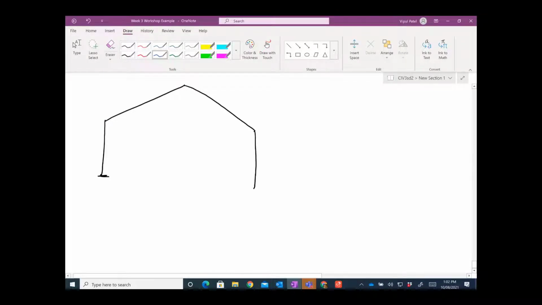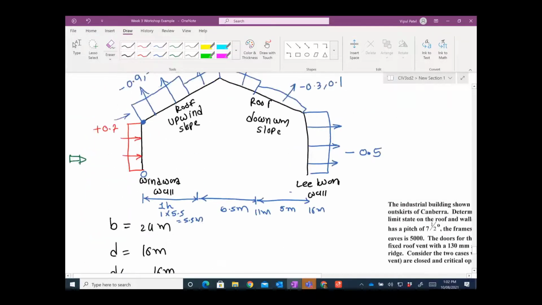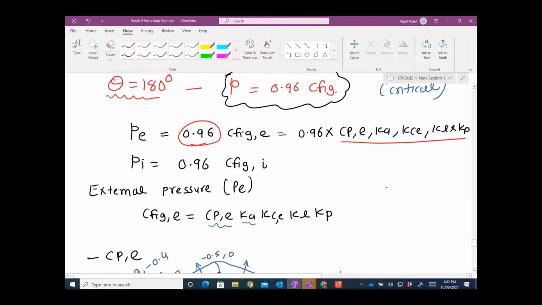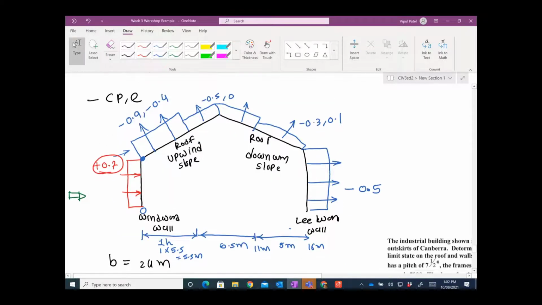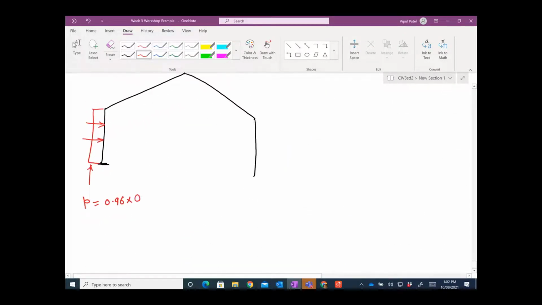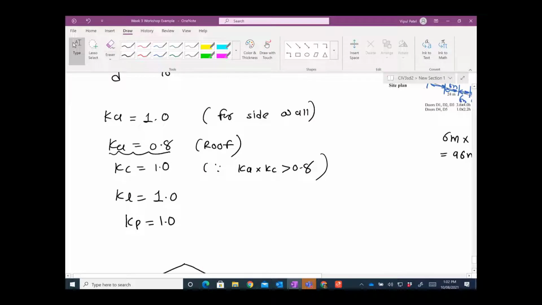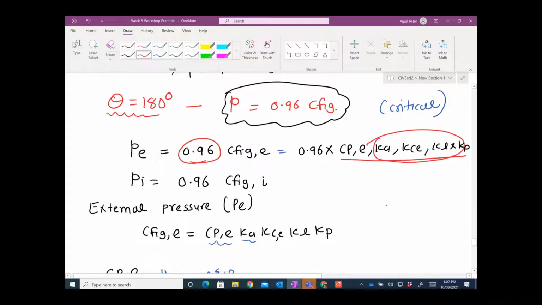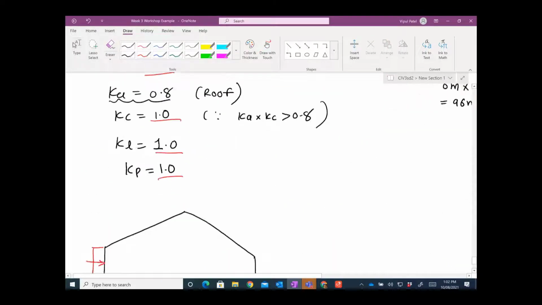Sorry, red one is the windward wall. The wind is coming from this side. For this case, we have pressure 0.96, and then we multiply all of these. CPE for the windward wall is 0.7, right? So let's say CPE for the windward wall is 0.7. Then we have everything as one for the windward wall. You can just say KA, KC, KL, KP. How many Ks are there? 1, 2, 3, 4 Ks, and they are 1 for the windward wall. So I hope you understand that.